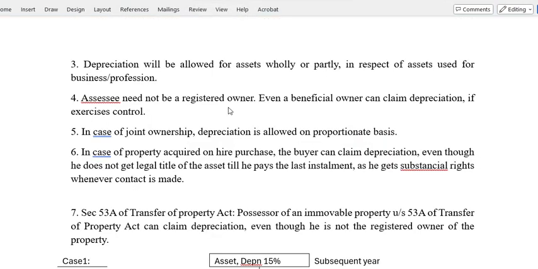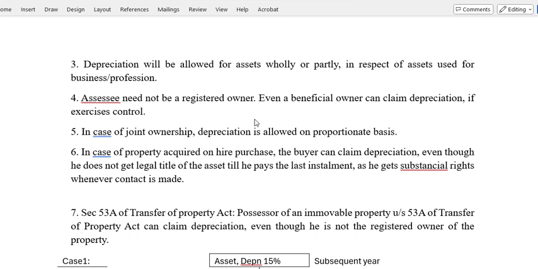Depreciation will be allowed for assets used wholly or partly for business or profession. So, depreciation is allowed wholly or partly based upon the business use. If he is using 50% for the business, he will get 50% depreciation. Even if the assessee is not a registered owner, if he is a beneficial owner, he can claim depreciation. That means if he has full control of the asset, he can claim depreciation.